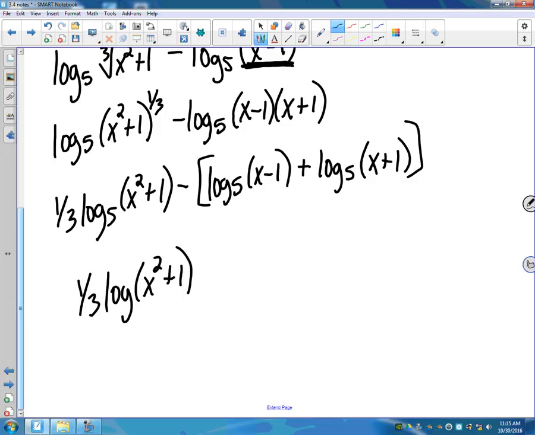So to get rid of that bracket, you could just distribute this negative sign. So you could write it as minus log base 5 of (x minus 1) minus log base 5 of (x plus 1). That would be expanded completely.